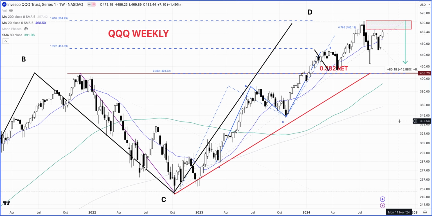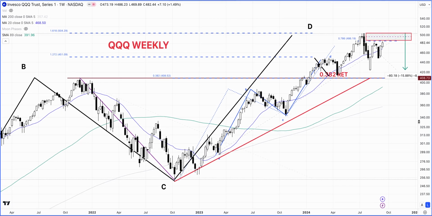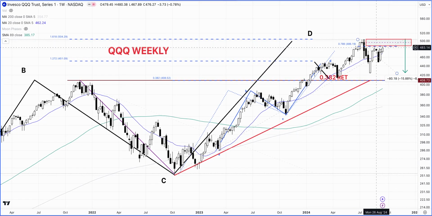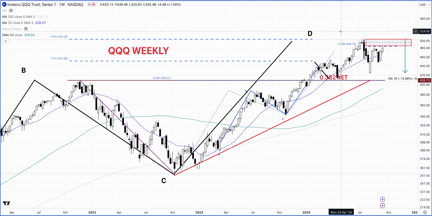So let's see what the QQQ is telling us. And here we go. It's being held by the 78.6% retracement right here. We had one test of it on the 19th of August, then it pulled back, and now it's gone for another test. My guess is it can pull into this gap formation here, maybe get up to the middle of it, which comes around 495, maybe around 504, which will be right towards the top, maybe make a slightly higher high as well.